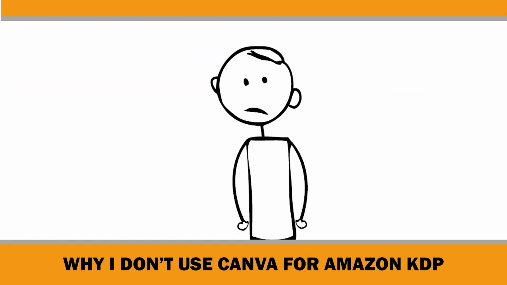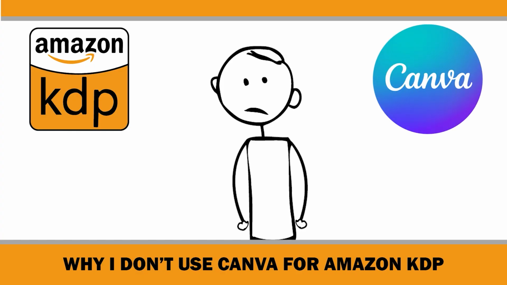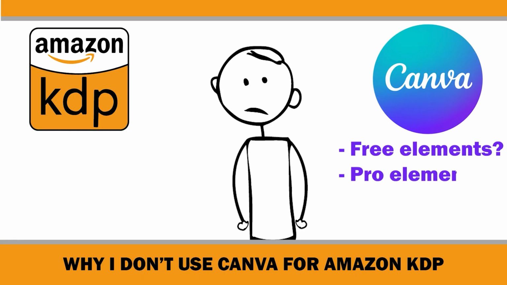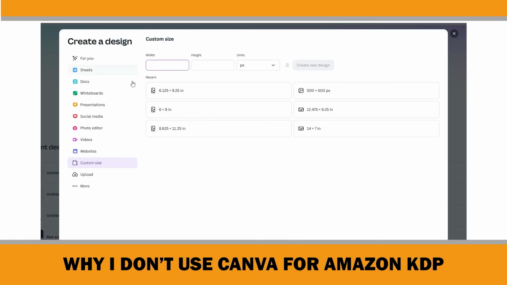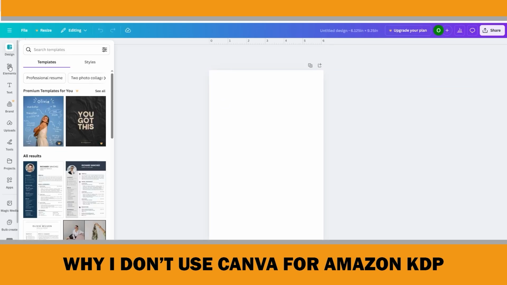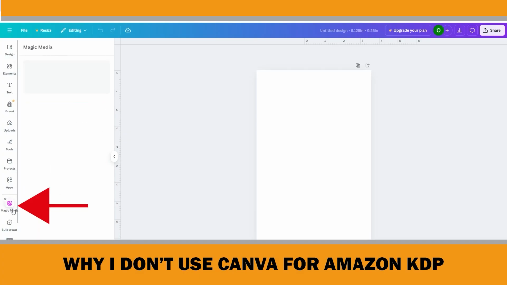Some of you might be wondering, how does Amazon even know if the PDF file we upload was made with Canva, whether it uses free elements, pro elements, or even AI-generated content? Well, let me show you. First, let's create a new design in Canva. I know many Amazon KDP beginners use Canva to make coloring pages, either with free or pro elements, or even Canva's Magic Media AI tool.